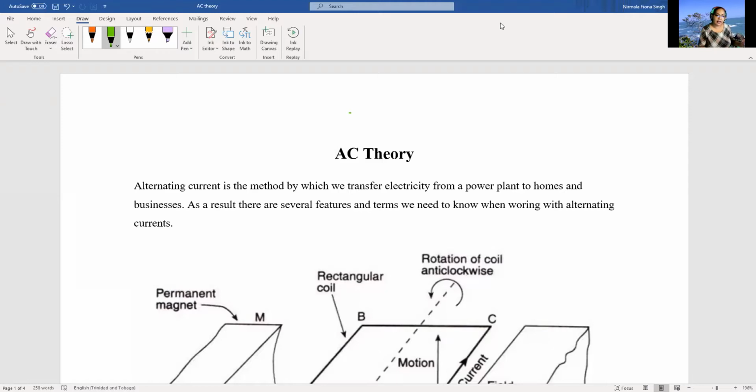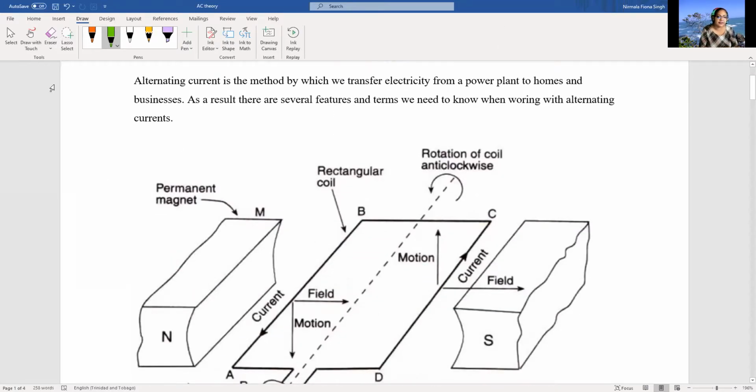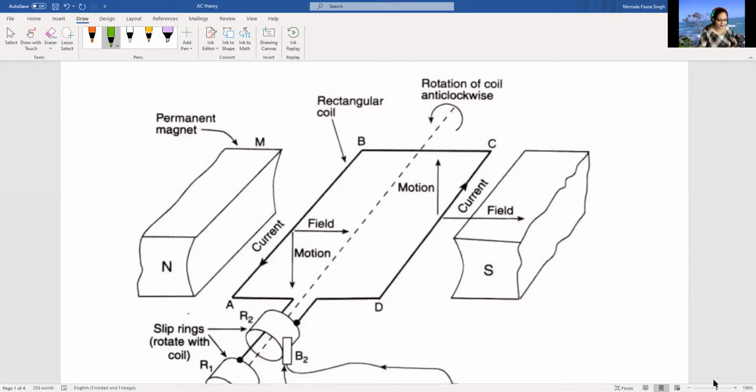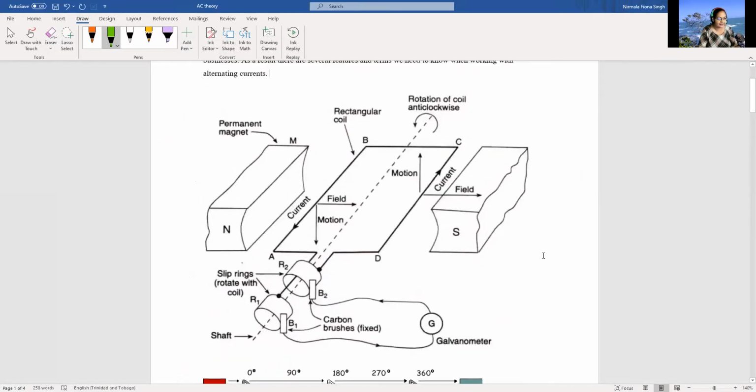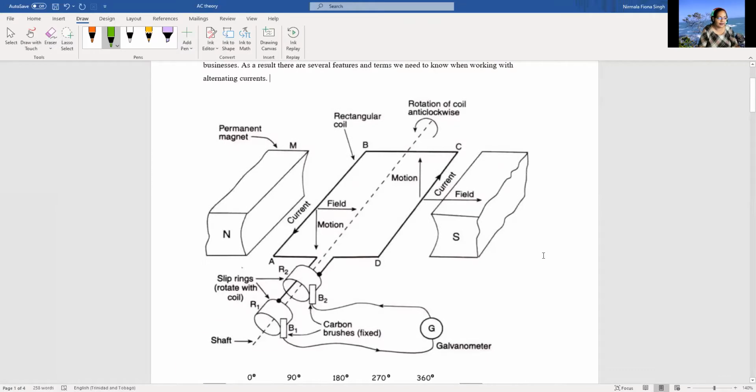All right, and let's learn how alternating currents work. So continue reading from our handout. As a result, there are several features and terms we need to know when working with alternating currents. So just to revise, let's zoom out a wee bit. You all should know your AC generator. Please go and revise how this works, all right?